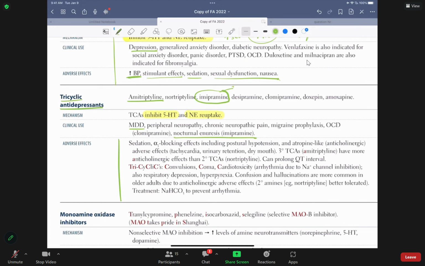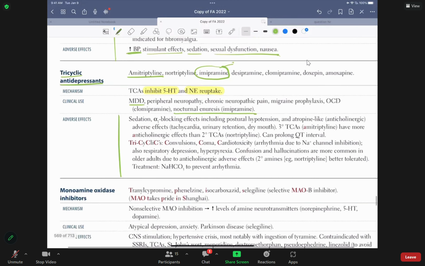Okay. So that's there. Now, it causes sedation, alpha-1 blocking effect, including postural hypotension, atropine-like effect, all these things: the urinary retention, dry mouth, anticholinergic effect. Highlight QT prolongation. That's important, folks. These are cardiac complications. It can give convulsions, coma, cardiotoxicity. Respiratory depression, look at that.